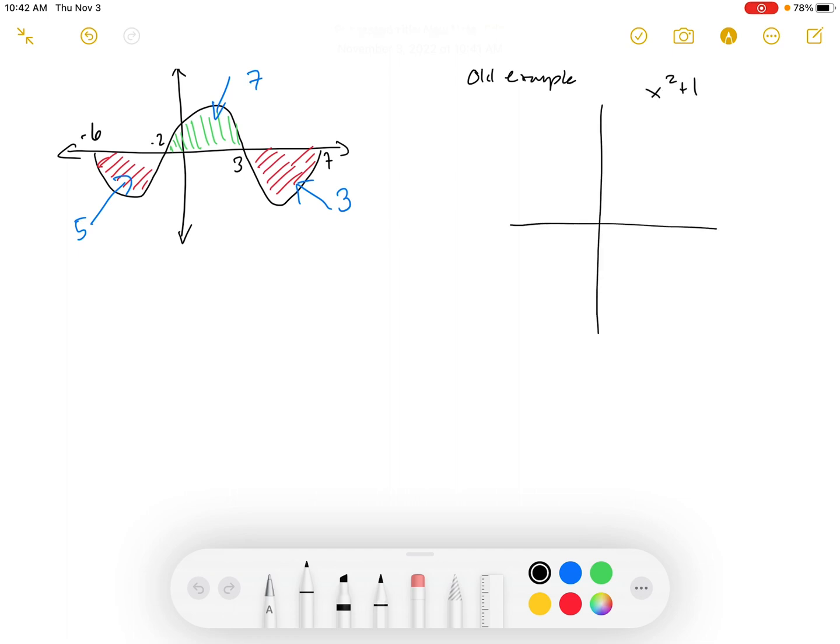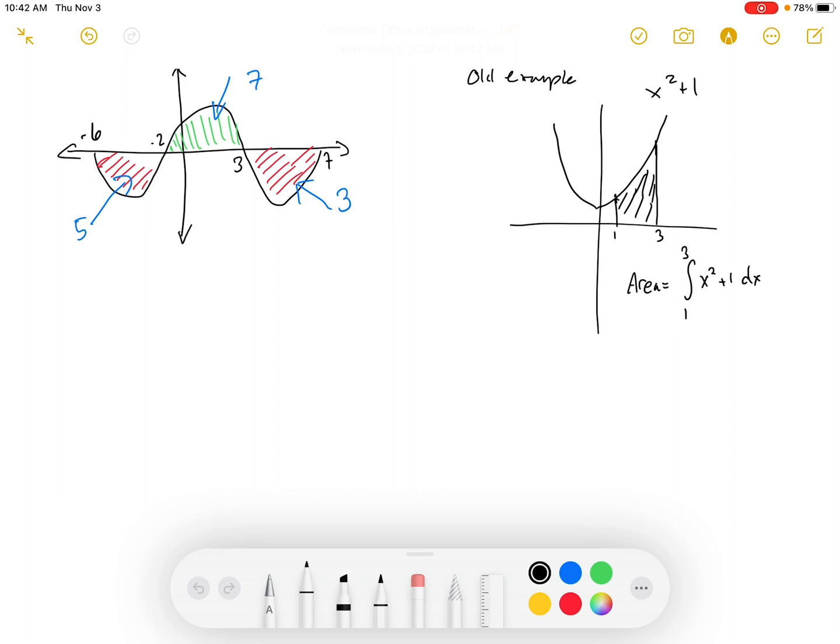We said x squared plus 1, and that looks something like this, right? And we said we could find the area on the interval from 1 to 3, for instance. If we wanted to find this shaded area in here, well, that was equal to the integral. So area is equal to the integral from 1 to 3 of x squared plus 1 dx.